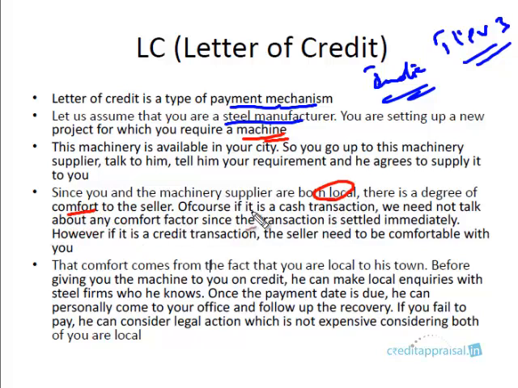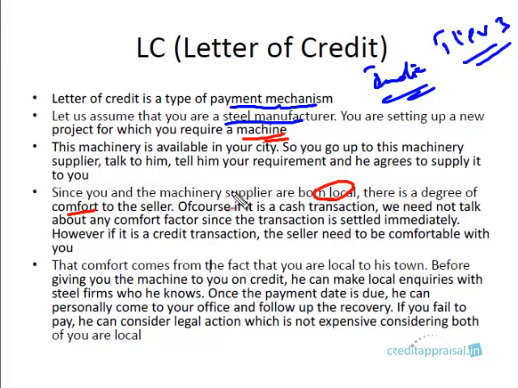So in what ways does this comfort arise? See, if it is a cash transaction, whether it's local or foreign, there's no question of comfort or non-comfort, right? It is settled then and there, and we need not talk about comfort. But because it's a credit sale, then you need to be worried about comfort.